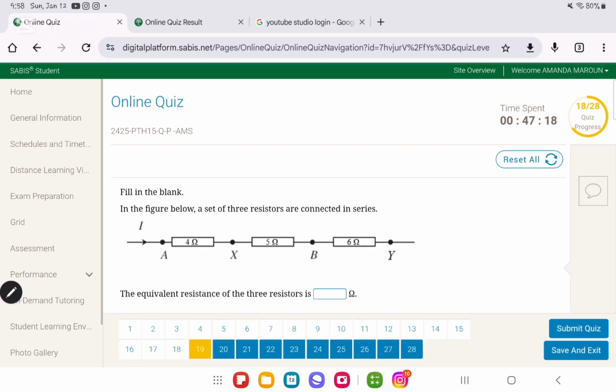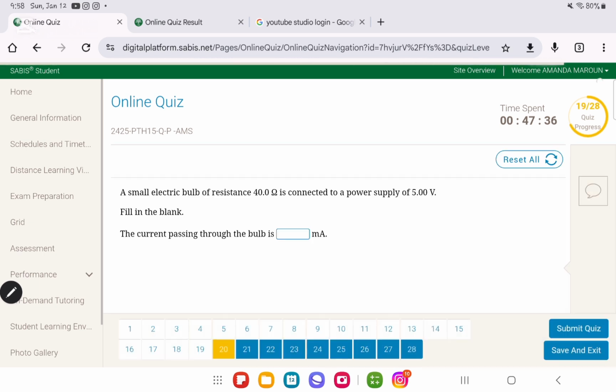Moving on to question number 19. We need to find the equivalent resistance of these 3 resistors. Since they are in series, we just add them. So 4 plus 5 plus 6, which is then 15 ohms. Moving on to question number 20.